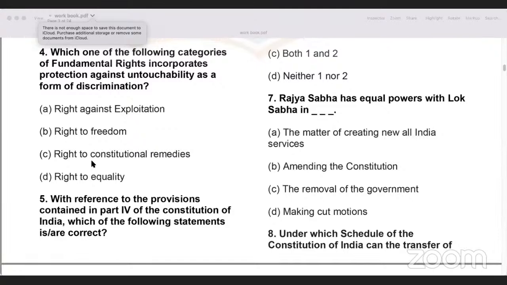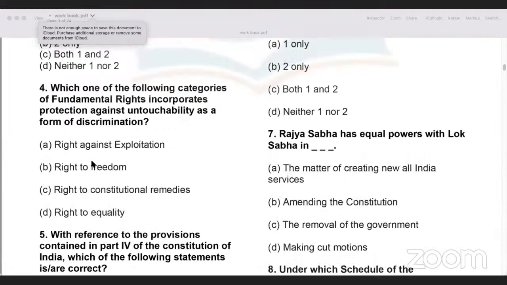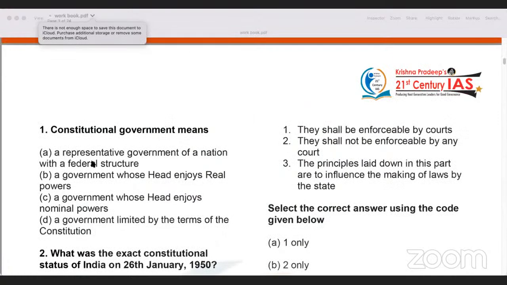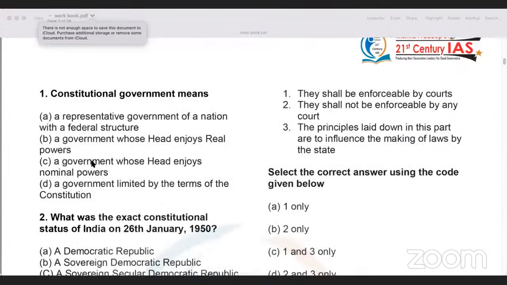Which of the following statements is correct with reference to the directive principles of state policy? Even this question is based on the NCERT only. With a fundamental approach to the NCERT, we can identify the answer. The options: they shall be enforceable by the courts; they shall not be enforceable by any court; the principles laid down in this part are to influence the making of laws by the state.